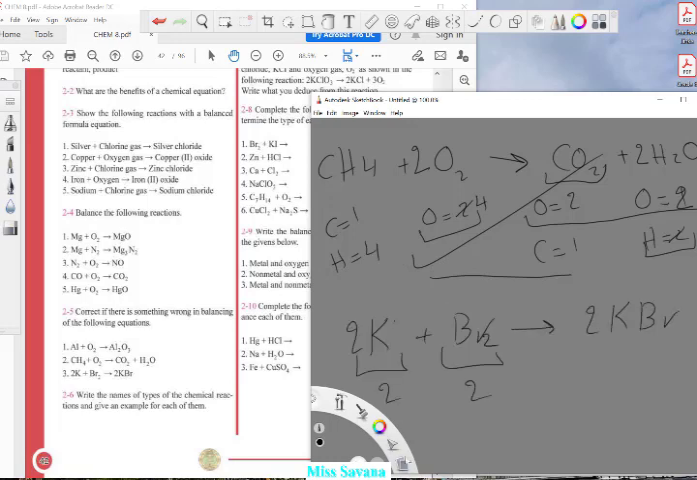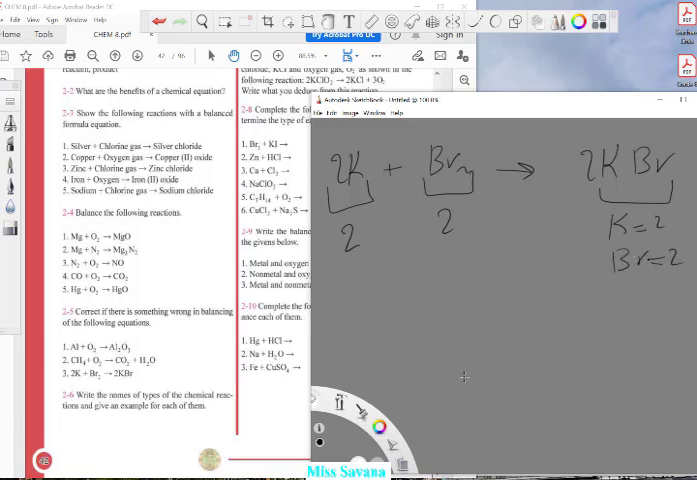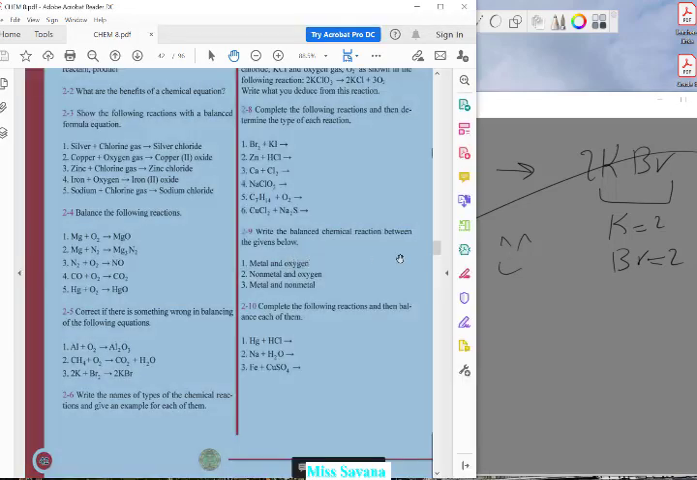Okay, now moving on to the last one. The last one is 2K, 2 potassium plus Br2, making 2KBr. Okay, so you have 2K with 2Br, and in here you have K2 and Br2. So why mess with the good stuff? It's already good, and you are all set to go.